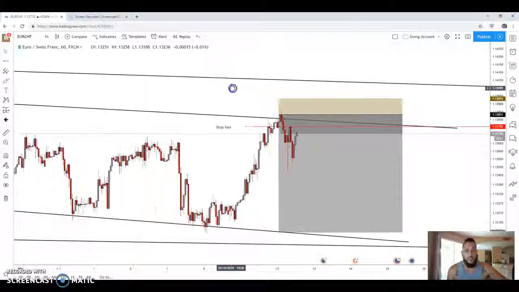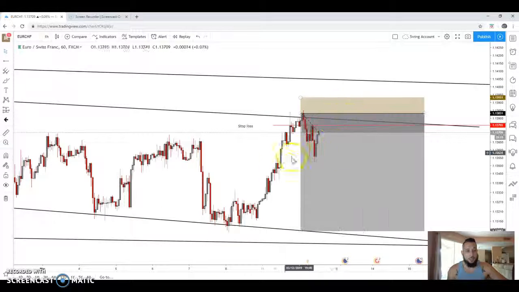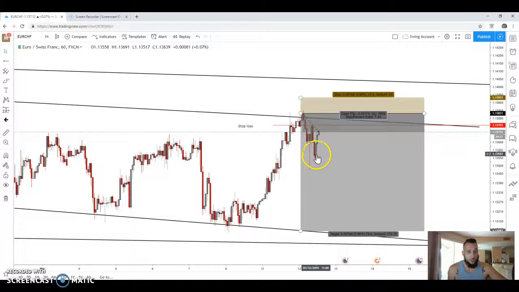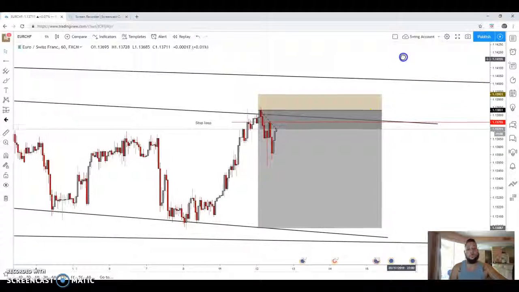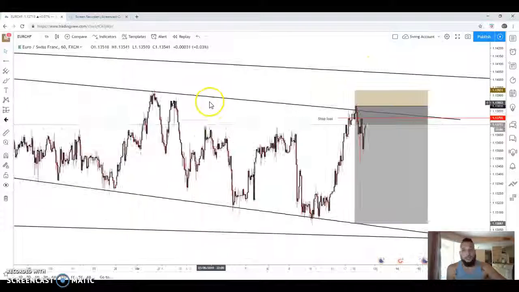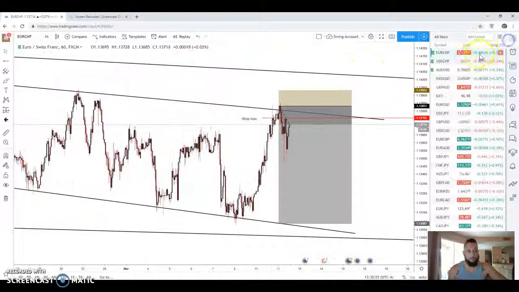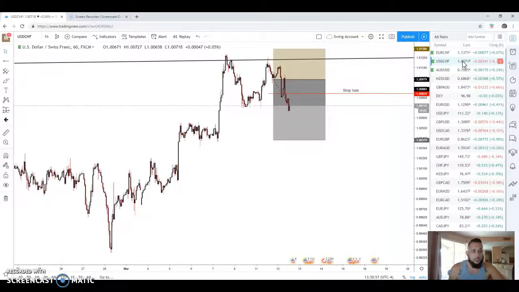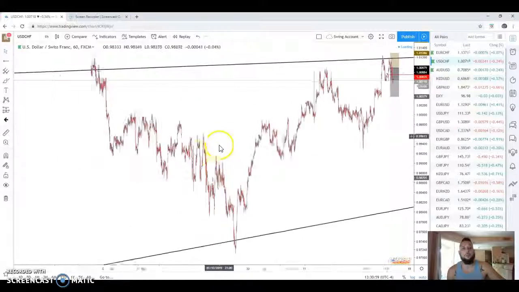Anyways, I anticipate this making an M formation. So I'm going to make a little bit on this way down. I anticipate it to come back up, break through this a little bit and grab my order, pretty much the same order. And then I'll take it down, and that'll be the real push that I'm looking for. That is Euro CHF.